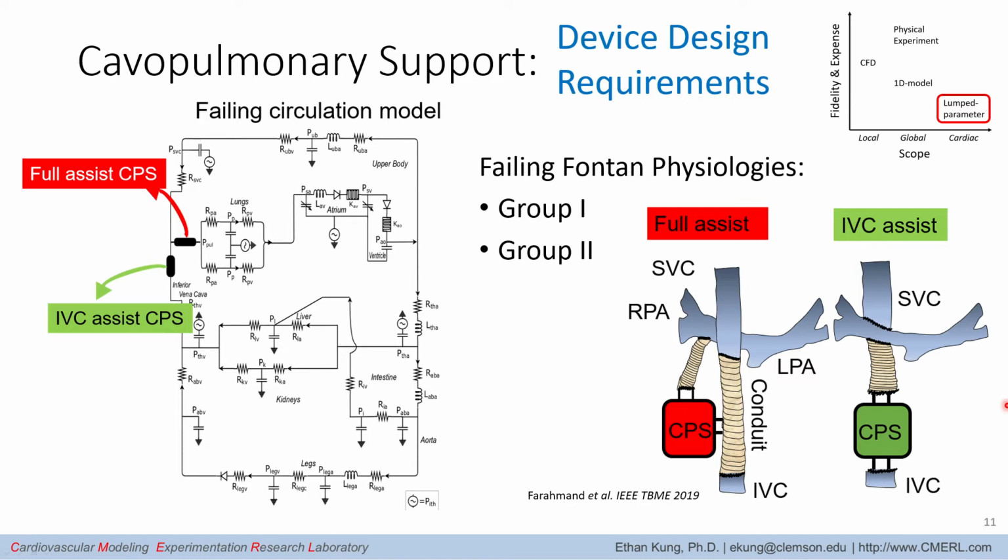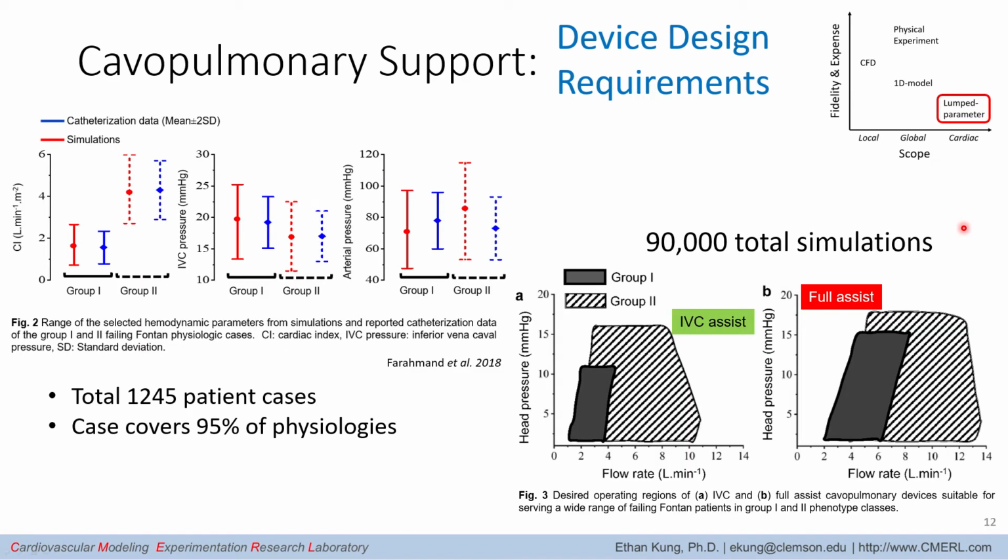And there are two different types of physiologies and two different types of implementation that we're looking at here. The approach that we took to answer this question is to use an LPM model to be able to capture a wide range of clinical scenarios. So we ended up creating 1,245 patient cases that exhibit a combination of different physiologies that spans across plus or minus 2 standard deviation of what's clinically observed out there.